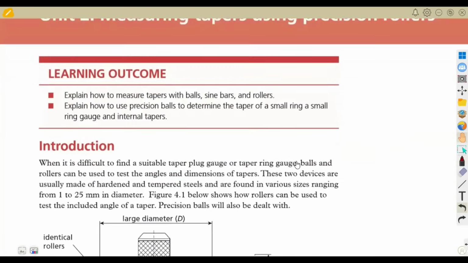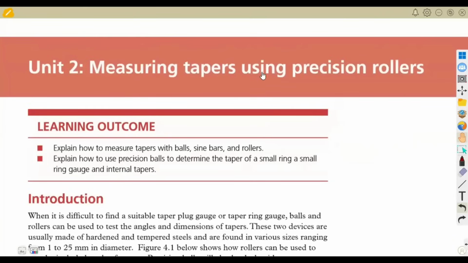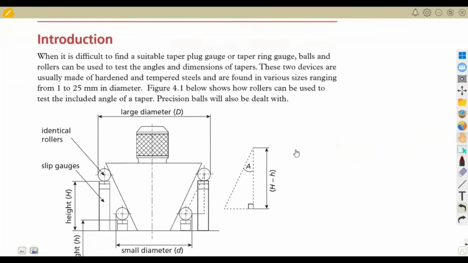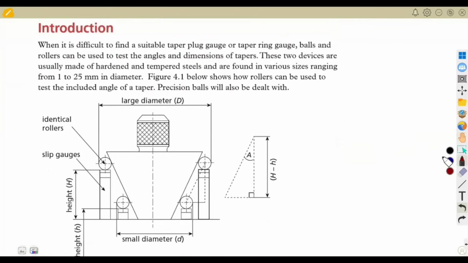So in this case, we shall be measuring tapers using precision rollers. That is the major part of this class. So the introduction that we just covered is just the basic part. When we are given a setup like this one, we can actually use it to measure any part that we want. So in this case, we can calculate what is referred to as the included angle.